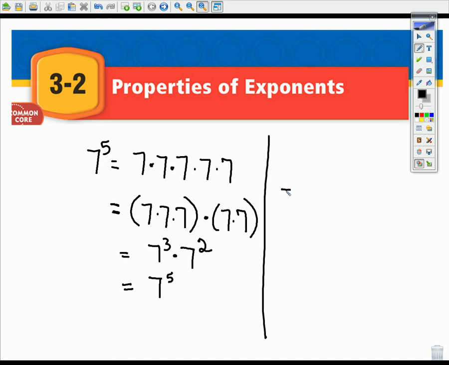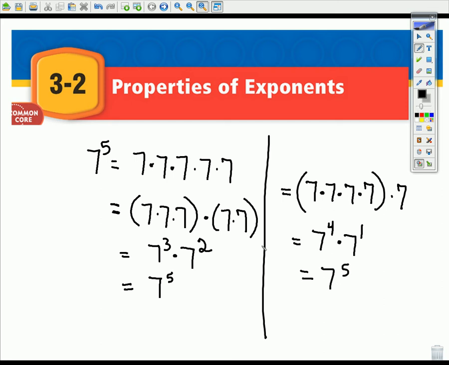Or I could write it as 7 times 7 times 7 times 7 in parentheses, and then times another 7. That's going to give me 7 to the fourth times 7 to the first. And again, I still have 5 7s, so it's 7 to the fifth power.